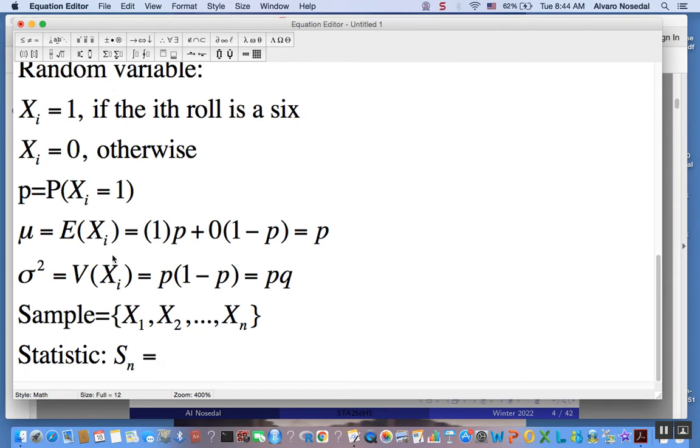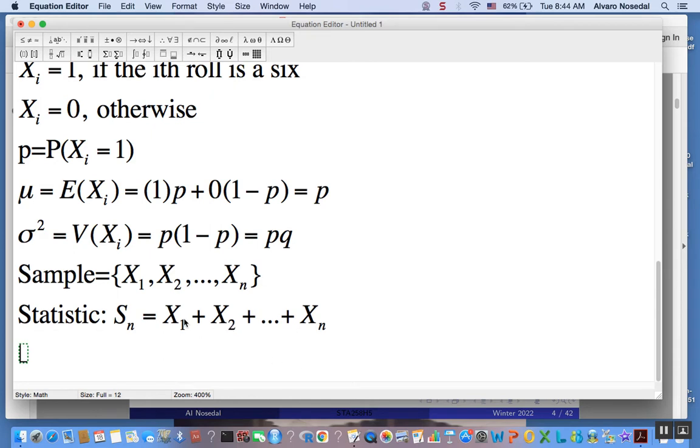And it will be just the sum of these guys: x1 plus x2 plus x3 plus xn. That's my statistic of interest. So clearly it is a function of my sample. Make sense? Or it's a function of these observable realizations of a random variable.